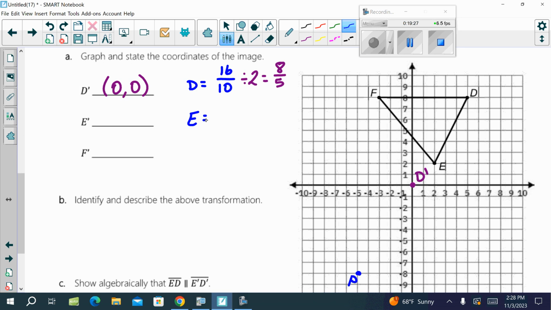What's the slope to E? How much do we go up? 10. How much do we go to the right? 7. And what are we doing with that? Dividing by 2. Okay, so instead of going up 10, we're going to go up 5. Instead of going right 7, 7 cut in half is 3.5. That's perfectly fine to have a decimal. Right? So we're going to go up 5. We're going to go right 3.5. So just put it in the middle of the lines. So that is E prime.